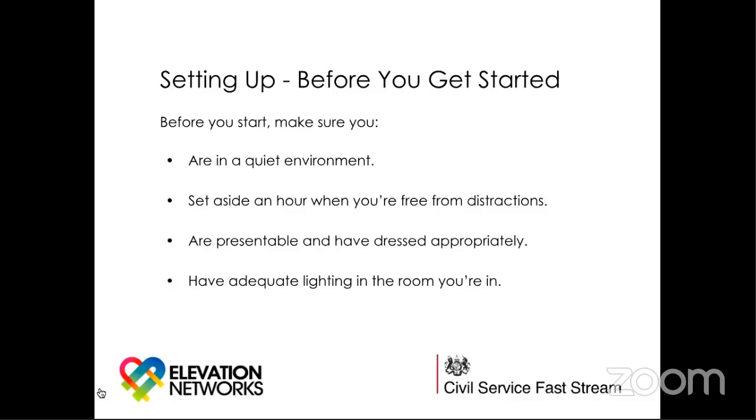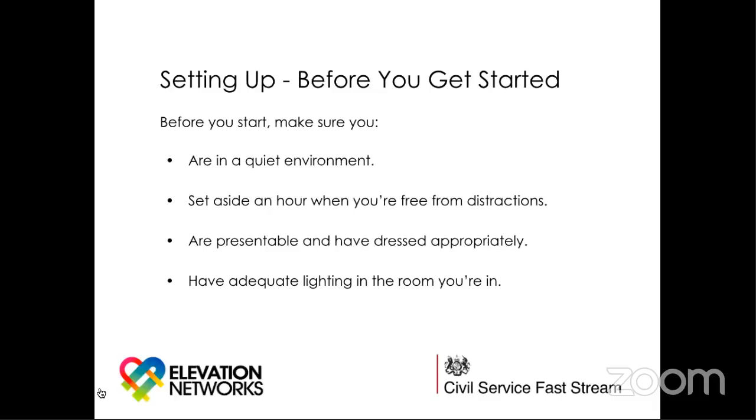And if there's anything that you do to get your mind into gear, please do so. Some people might be listening to music, or words of affirmation, whatever you do to generate that energy, do so and get your mind really upbeat before you get started. And again, dress presentably and have adequate lighting in the room, because the last thing you want to do is record where no one can actually see your face. Again, that's something you want to avoid.